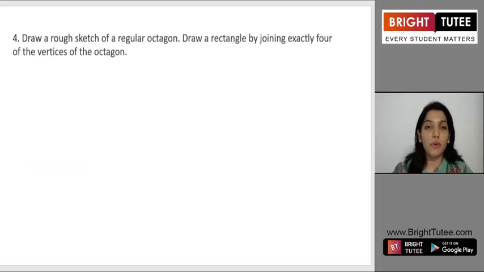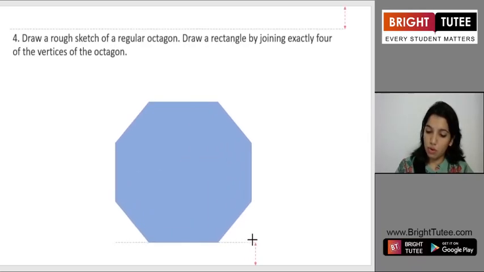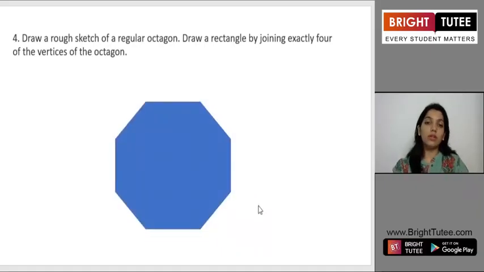Now coming to the fourth point. The fourth question says, draw a rough sketch of a regular octagon. Draw a rectangle by joining exactly four of the vertices of the octagon. So let us first draw here. I'll just put the shape of an octagon, and it needs to be a regular octagon. That means all the sides need to be equal in length. So I hope this is a regular octagon. It has got 8 sides, right? And here we need to draw a rectangle by joining 4 vertices.